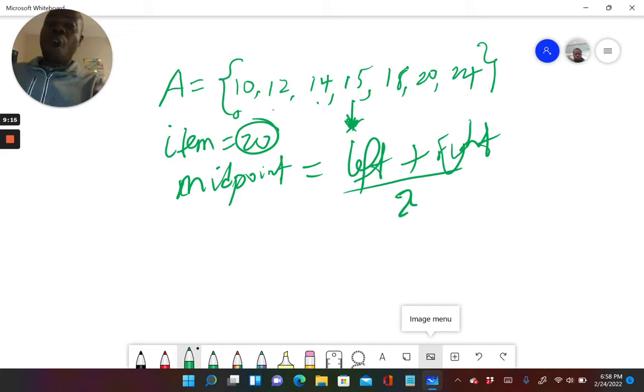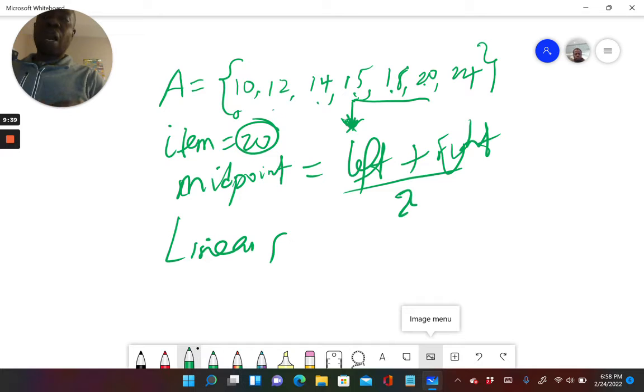Now, if I'm looking for number 20, number 20 is greater than number 15, which is at the midpoint. So it moves just 1, 2, 3. With only 3 iterations, I'm done. But if I have to use linear search, I have to count from 1, 2, 3, 4. It's a lot longer than binary search.